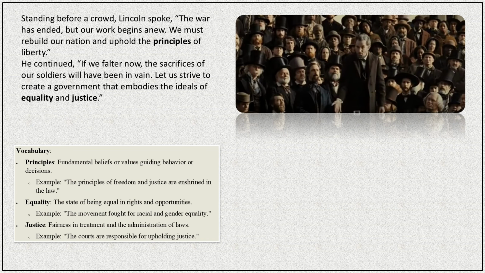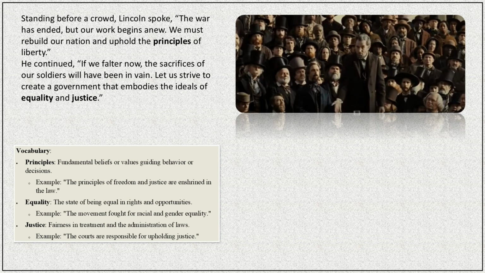Standing before a crowd, Lincoln spoke, "The war has ended, but our work begins anew. We must rebuild our nation and uphold the principles of liberty." He continued, "If we falter now, the sacrifices of our soldiers will have been in vain. Let us strive to create a government that embodies the ideals of equality and justice."